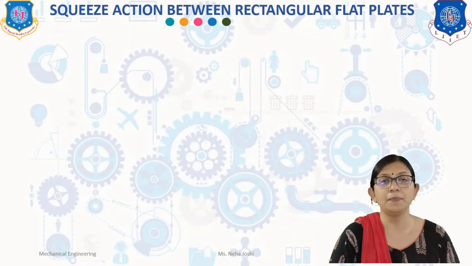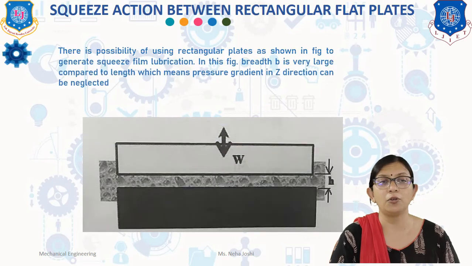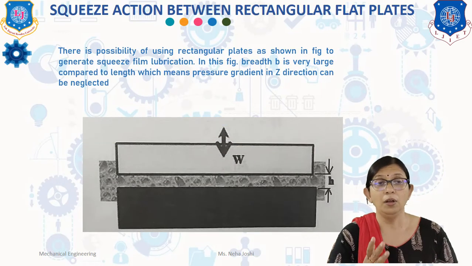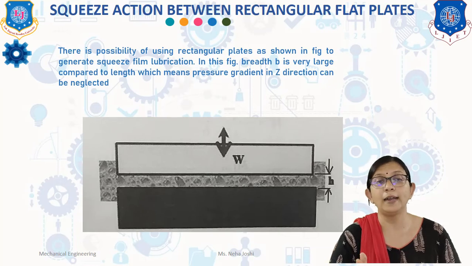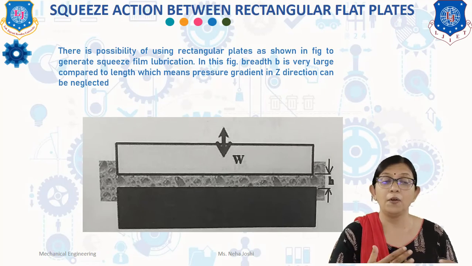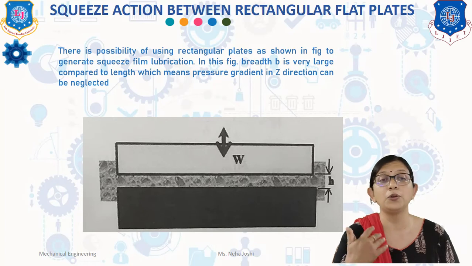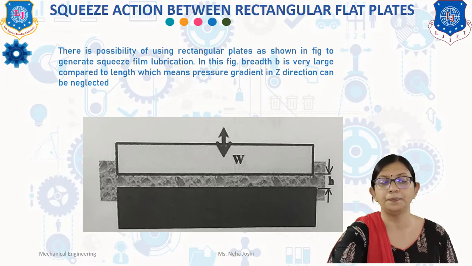Now we will discuss the squeeze action between rectangular plates. What is the squeeze action between rectangular plates? Why are we using it? There is a possibility of using rectangular plates, as you can see here in the diagram, to generate squeeze film lubrication. In this figure you can see that breadth B is very large compared to length, which means the pressure gradient in the Z direction can be neglected.